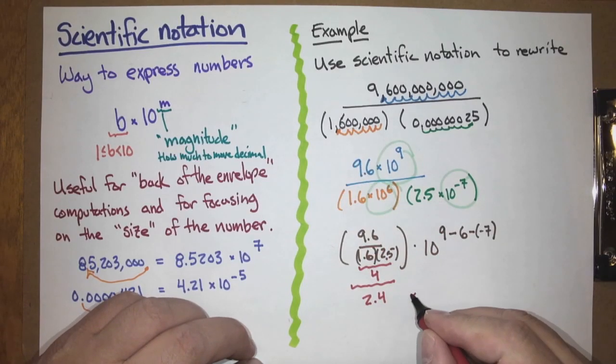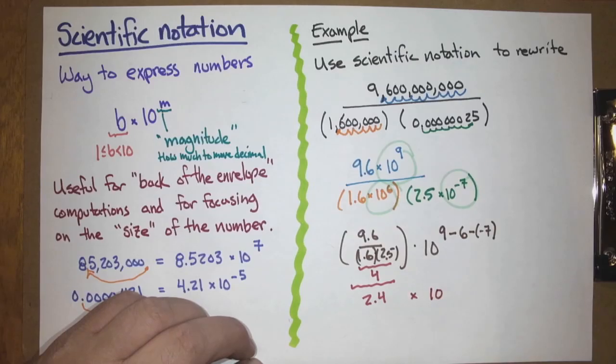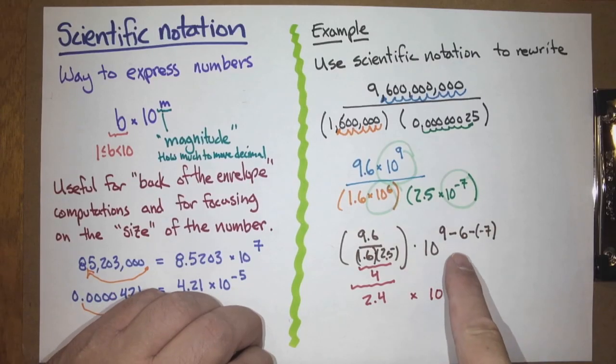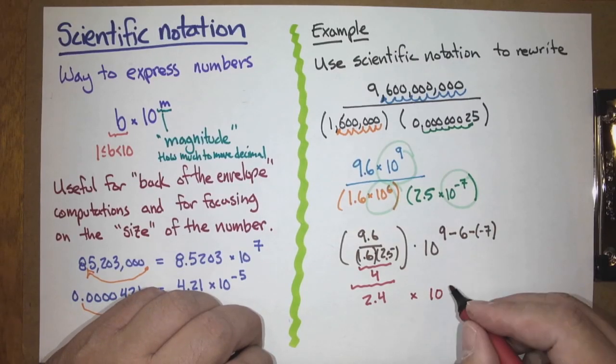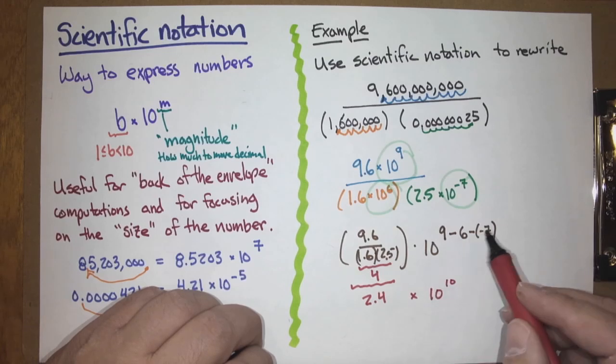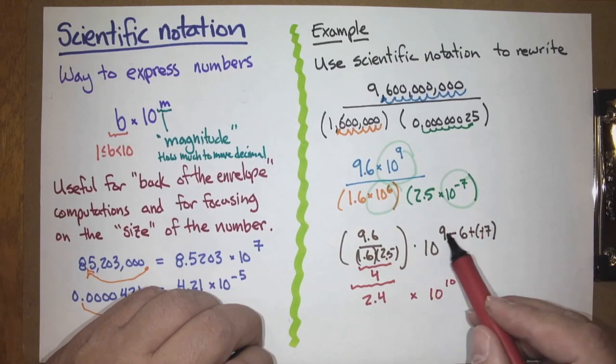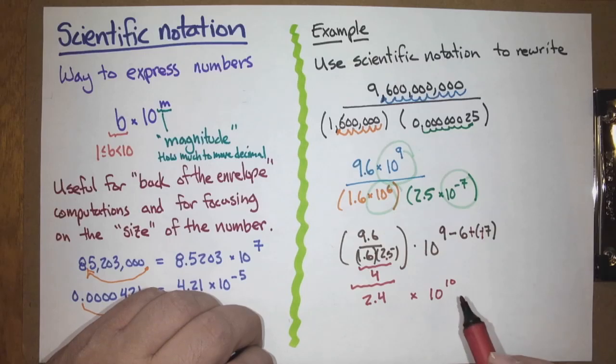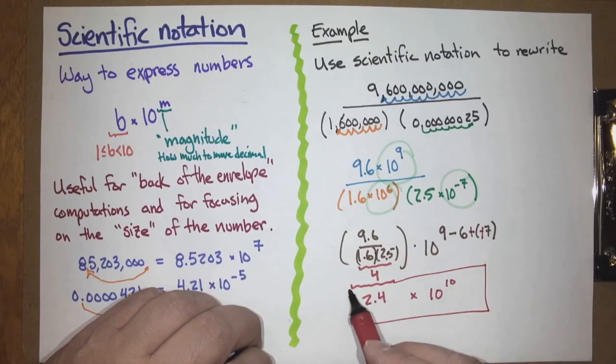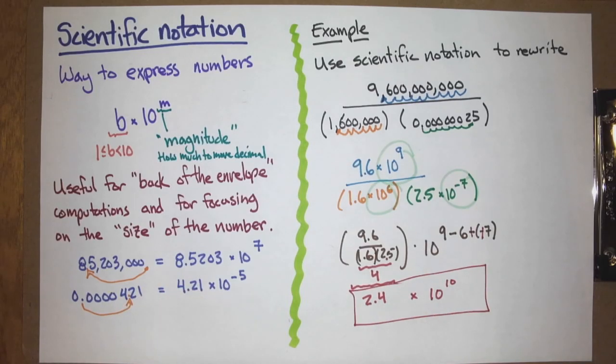What power of 10 do we have? 10 to the what? 10 to the 10, right? Because minus minus makes a plus. So you really have 9 plus 7, which is 16, subtract 6. So when you carry out this computation, you get 2.4 times 10 to the 10.